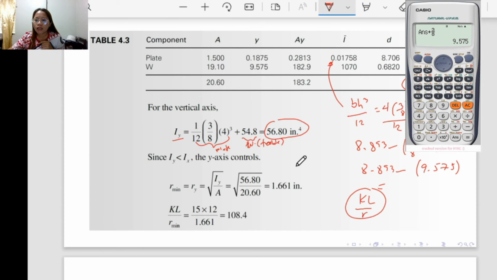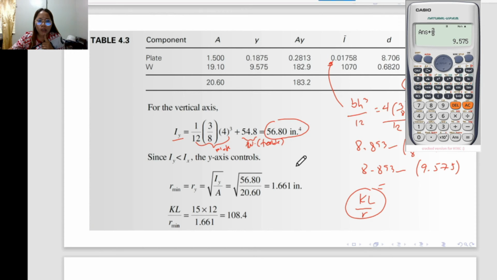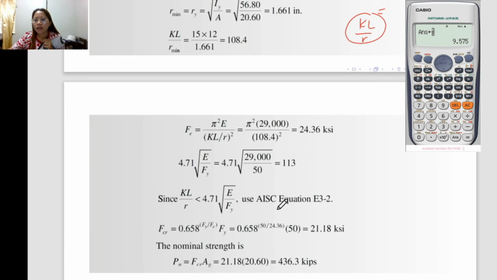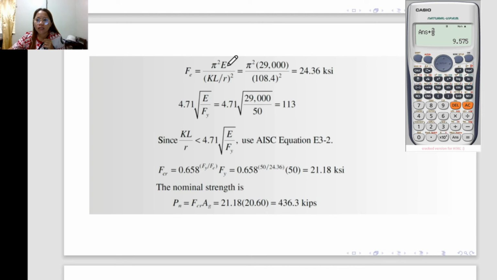Then from this one, you solve for the Euler's buckling stress, Fe, no? Yes, Fe. The Euler's buckling stress is this formula, diba? Pi squared E over (KL/r) squared. So this slenderness ratio is the computed slenderness ratio, 108.4. Then this is the modulus of elasticity of the steel, 89,000 KSI.